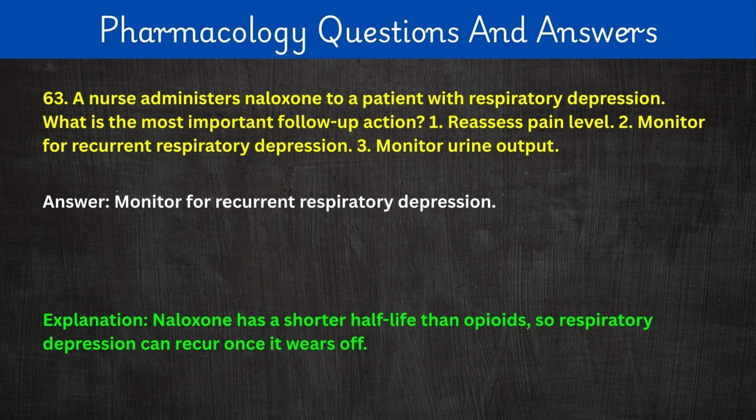63. A nurse administers naloxone to a patient with respiratory depression. What is the most important follow-up action? 1. Reassess pain level. 2. Monitor for recurrent respiratory depression. 3. Monitor urine output. Answer: monitor for recurrent respiratory depression. Explanation: naloxone has a shorter half-life than opioids, so respiratory depression can recur once it wears off.